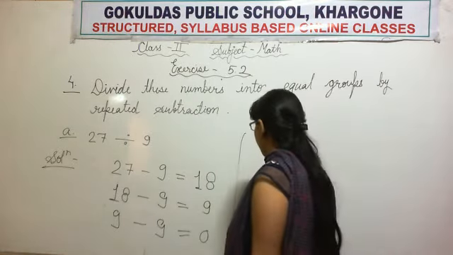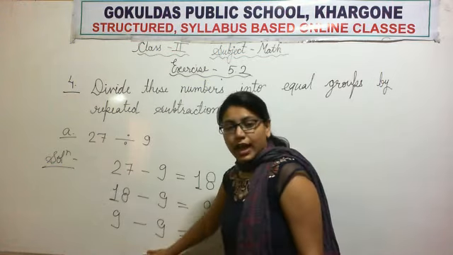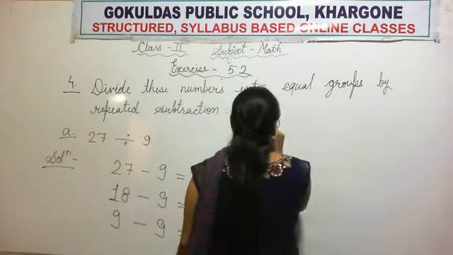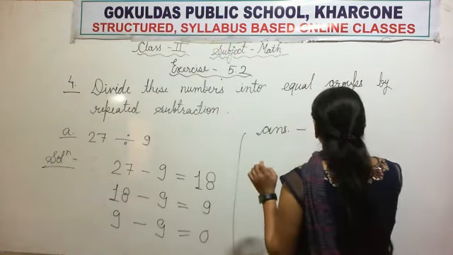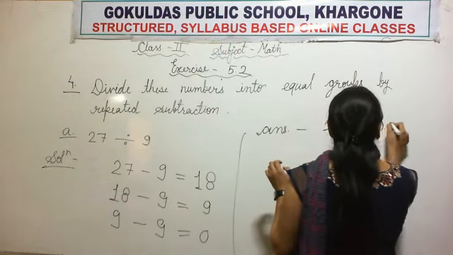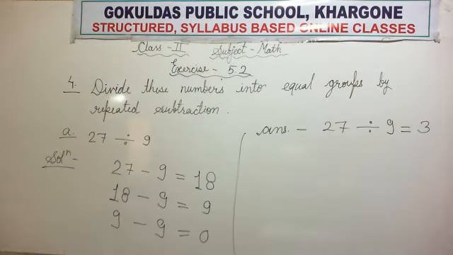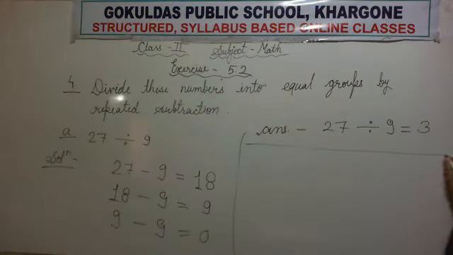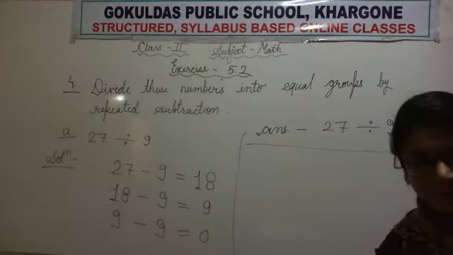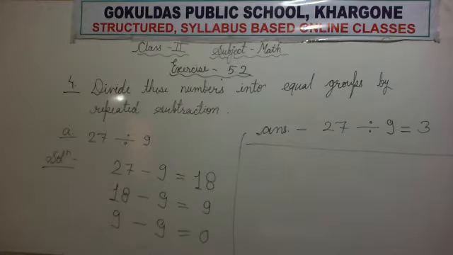So students, I am writing the answer here. We need to write down the answer below the solution. Okay. So 27 divided by 9 is equals to 3. So students, note down the question, then part A, solution, and after the solution, below the solution write the answer. You need to note down question number 4 in your classwork copy.